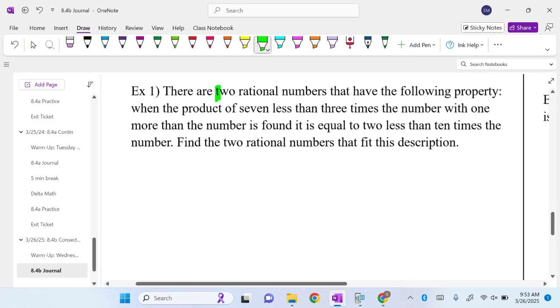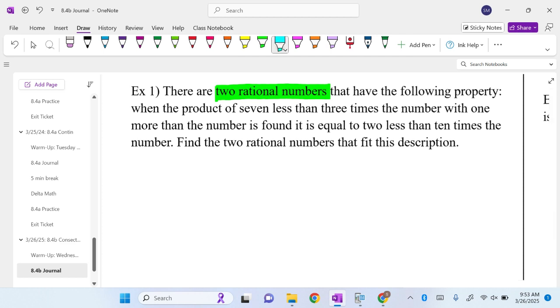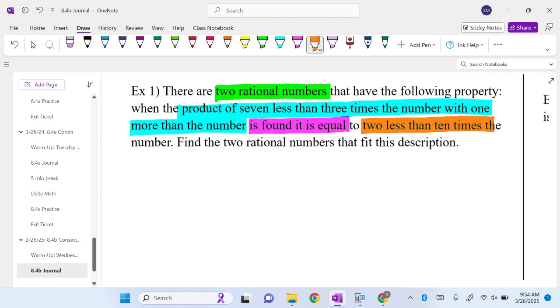Two rational numbers have the following property, and that is the product of 7 less than 3 times the number with 1 more than the number is equal to 2 less than 10 times the number. And we want to find the two rational numbers that fit that description.